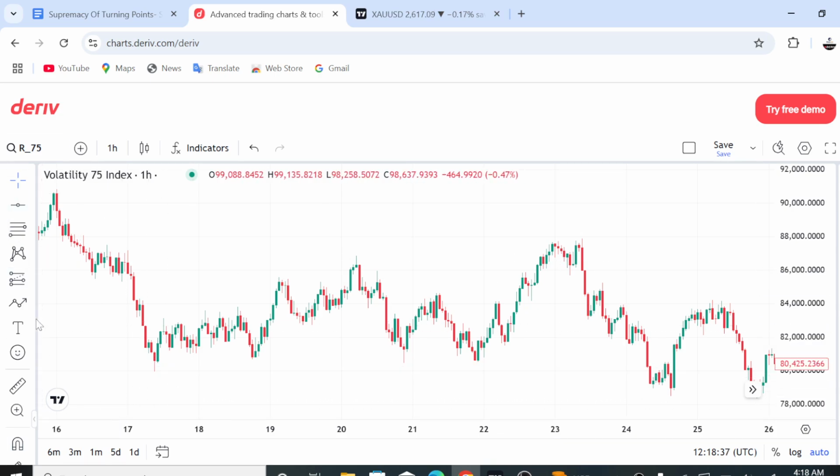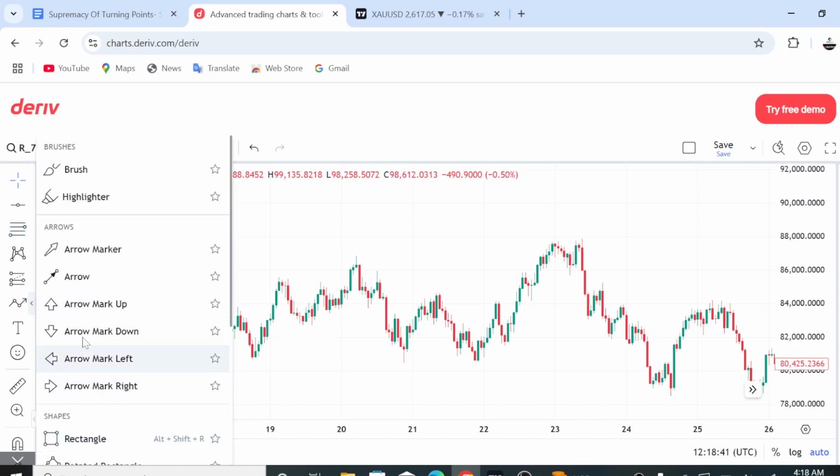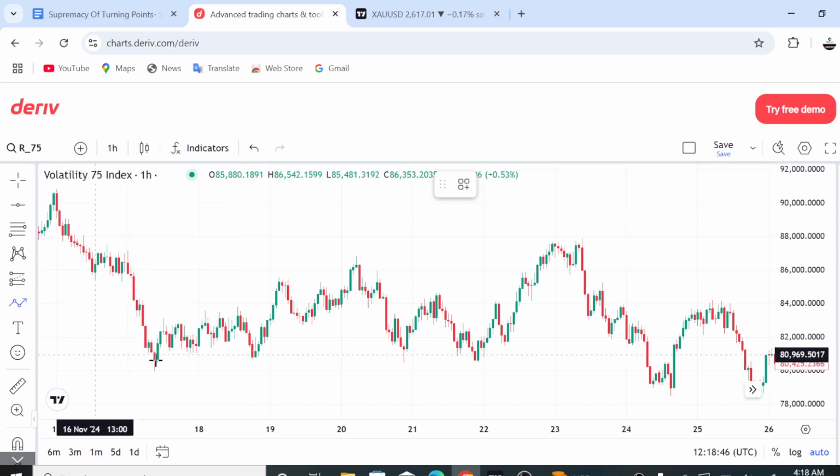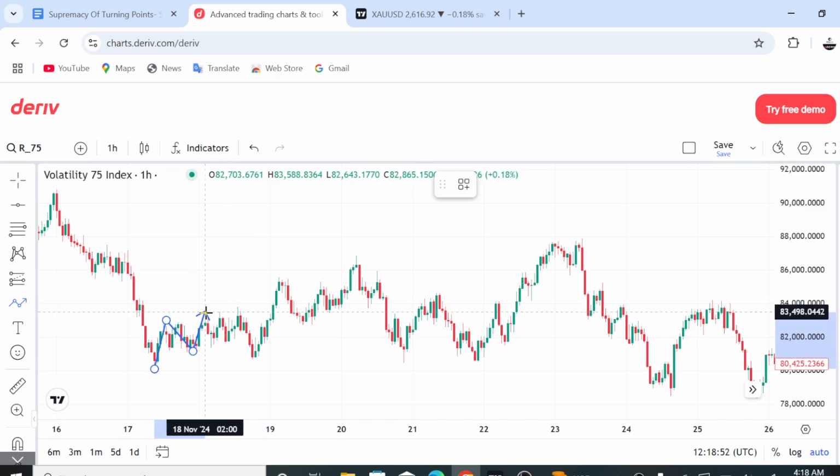You see that this is the 1 hour time frame, and this market started from here and created a high, then created a low, created a high, created another low, okay, then created a high, a little bit higher.